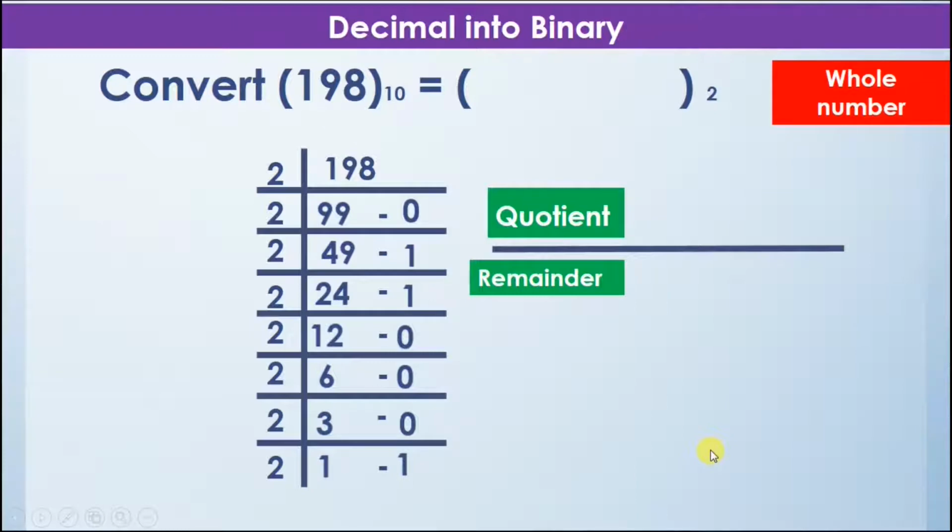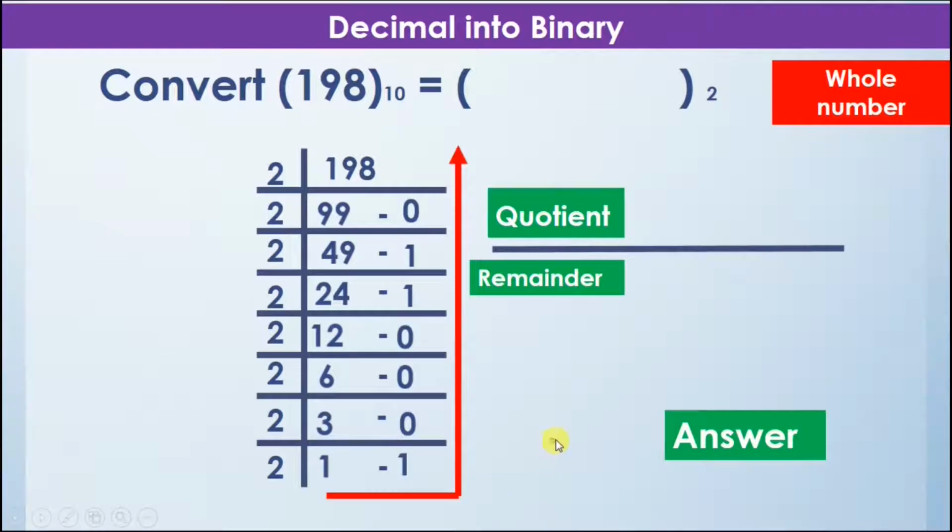Remember, we will keep on dividing unless we get the number here that is less than 2. So now we can see that the number 1 is less than 2. So we will stop the process. Once calculated, we will calculate the binary number by going from bottom to top like that.